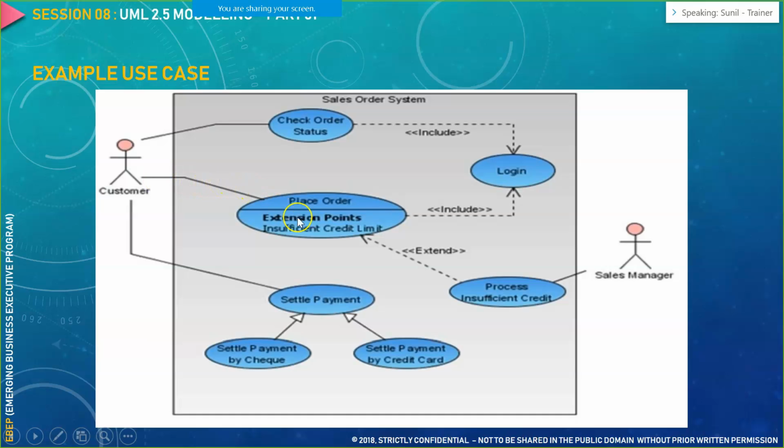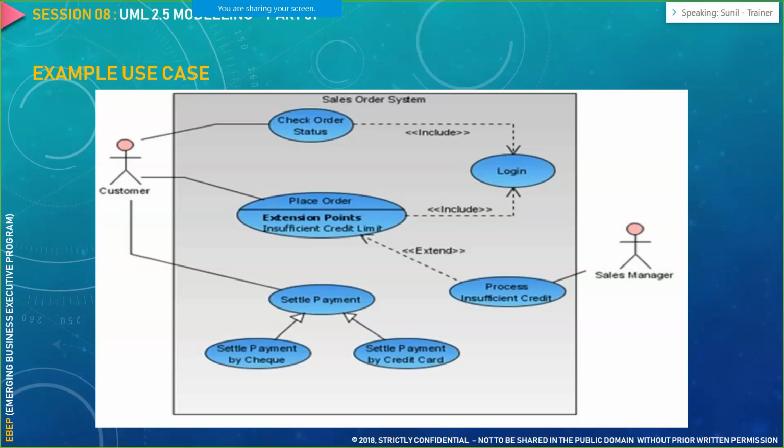Now if we see the third functionality, what he could do, he could place an order. When he is placing an order, it's very important that he logs into the system. So that's the reason why there is an include relationship for place order over here. Okay, and then there is an extension point wherein while placing the order, he does not have the necessary credit limit.